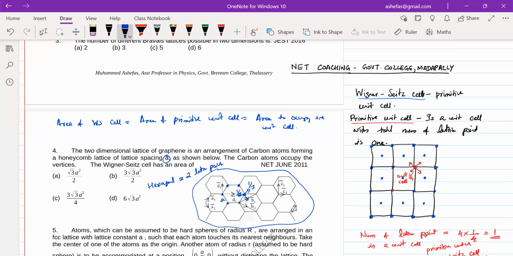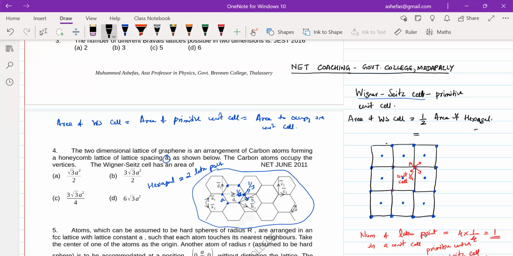So the area of the hexagon would be the area to occupy 2 lattice points. Then what would be the area to occupy one lattice point? That would be half of the area of this hexagon, and that would be equal to the area of the Wigner-Seitz cell. That is the way to answer this particular question. So the area of the Wigner-Seitz cell is equal to half of the area of the hexagon.